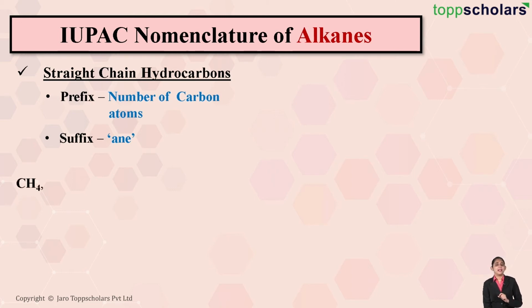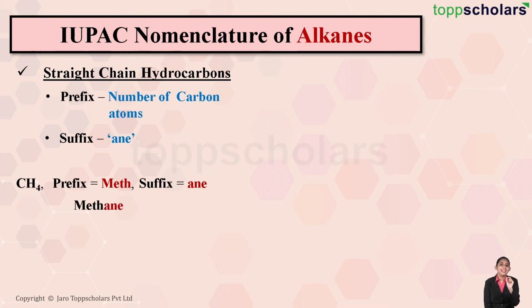So here we have an example of a compound, CH4. As I said, the prefix will be the number of carbon atoms that are present. How many carbon atoms are there over here? 1 carbon atom. So the prefix will be meth. Very good. Now tell me, what will be the suffix? Since it is a straight chain hydrocarbon, the suffix will be ane. Now just join the prefix and the suffix together. What will it become? Methane.